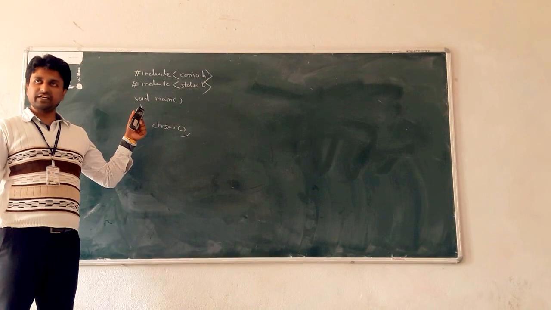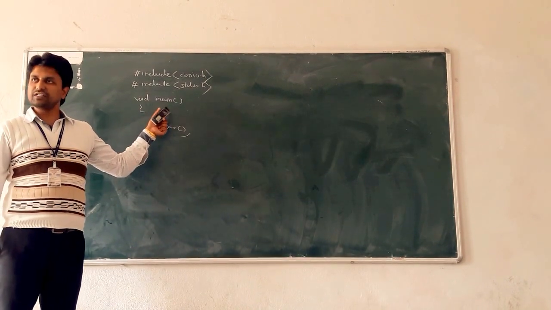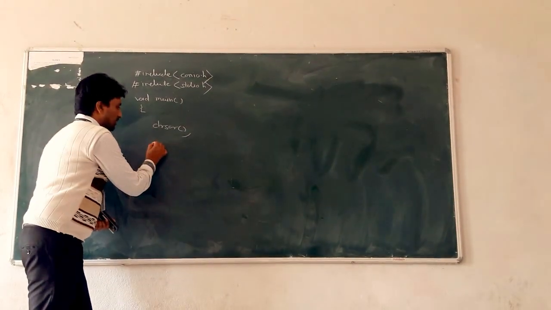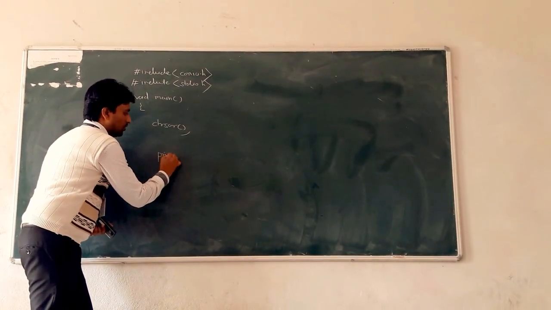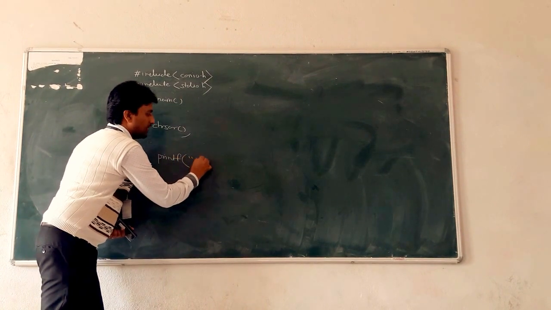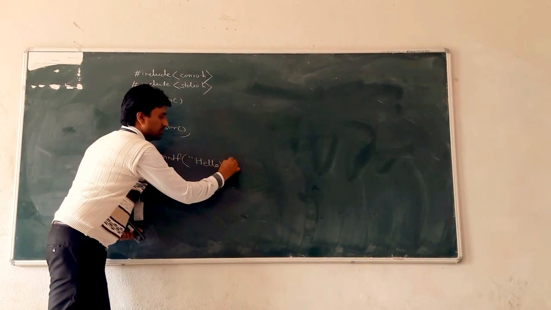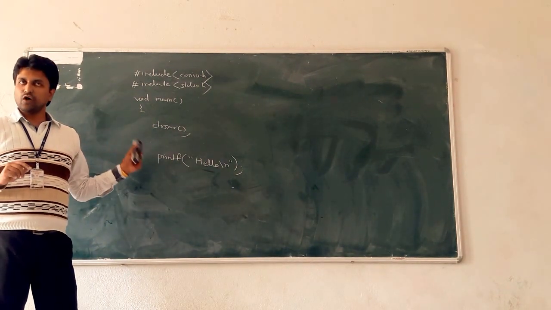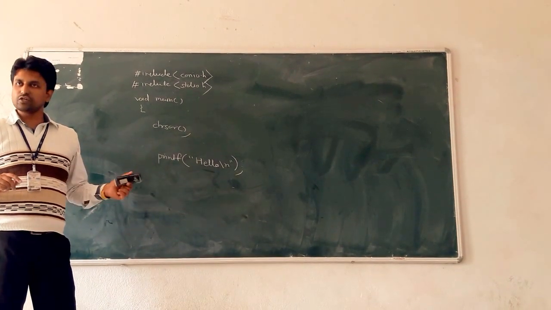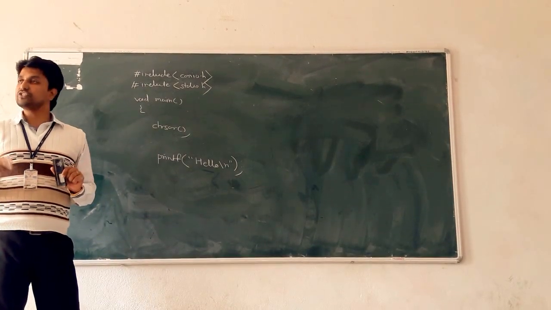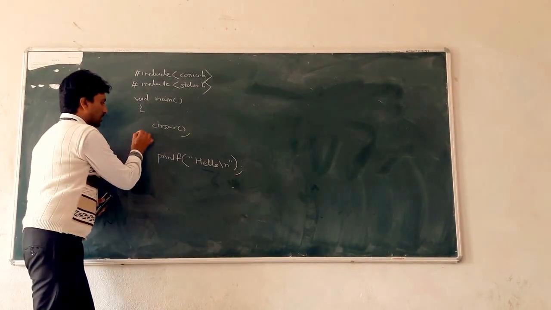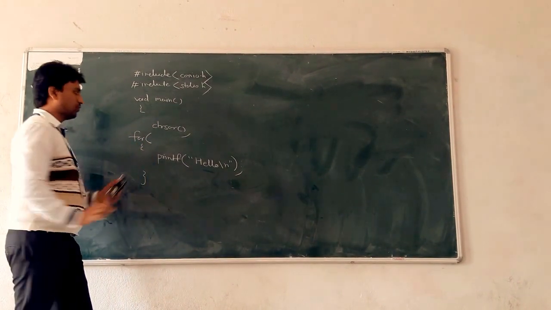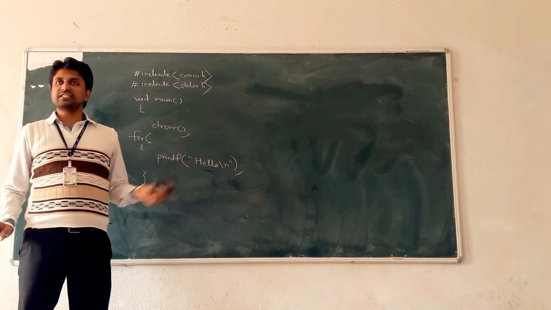Before that, if any variable is required, then declare or initialize the variable at the first line of the main function. After that, what is the statement? printf hello. This statement prints hello on the console once. But how many times do we want to print hello? 10 times. Using which loop? For loop. So what is the syntax of the for loop? Curly bracket, body of for loop, then initialization statement.